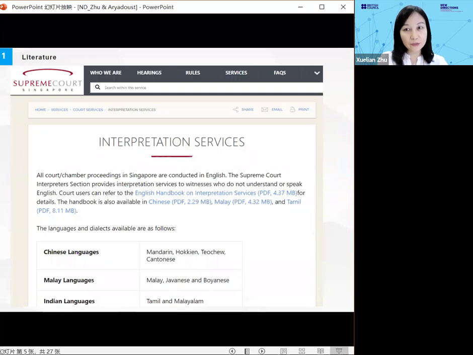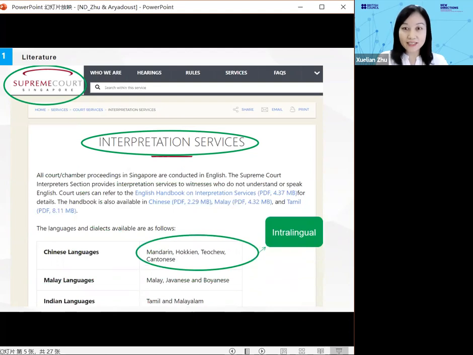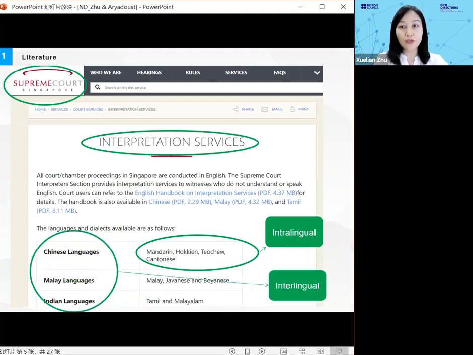As to the application of translation and interpreting, we could have a look at the website of the Supreme Court of Singapore. Here are the services provided by the interpreting agency of the Supreme Court of Singapore. Here, Chinese languages are translated from each other, and it is called intralingual translation or interpreting. And Chinese languages are also translated and interpreted back and forth to other languages, which is interlingual translation.